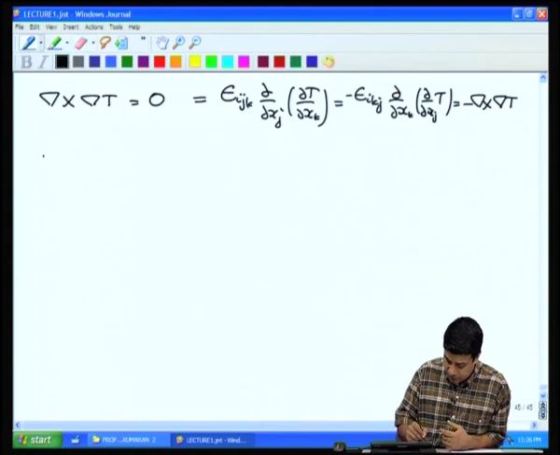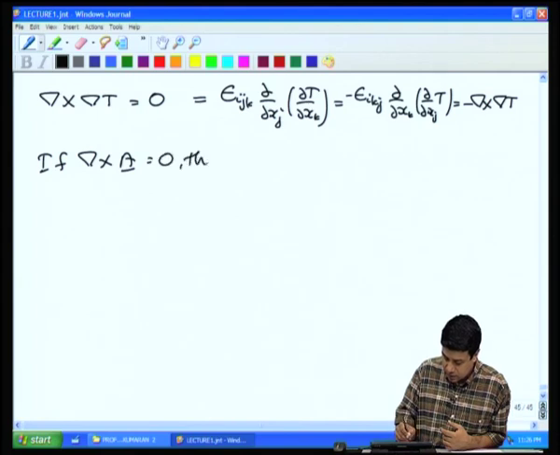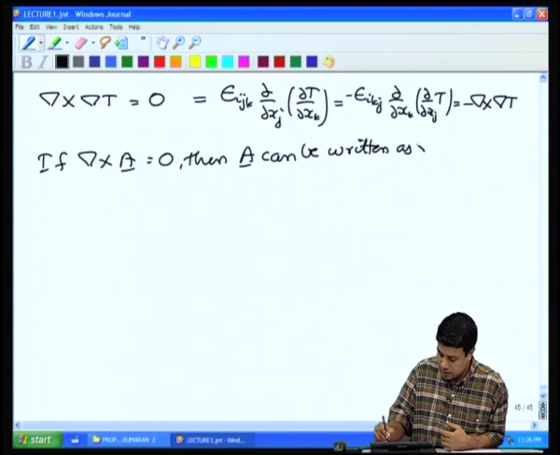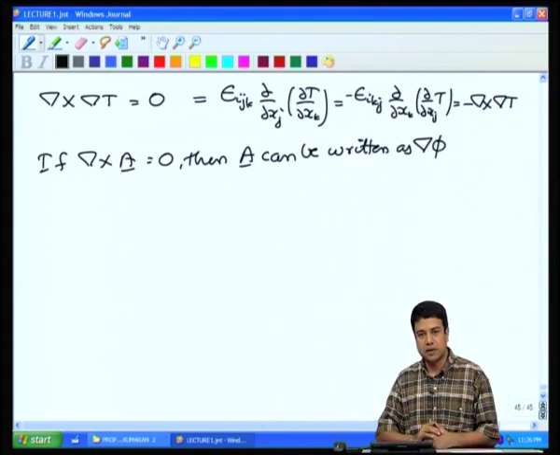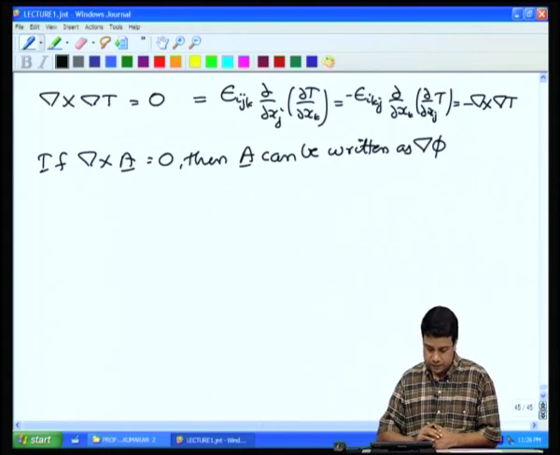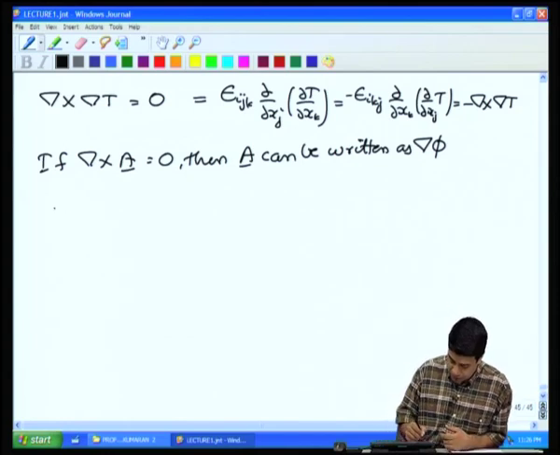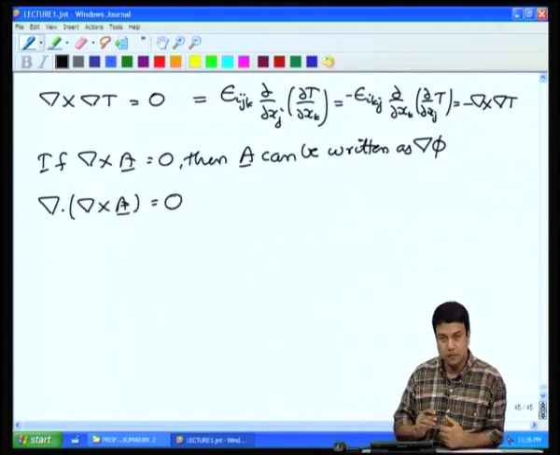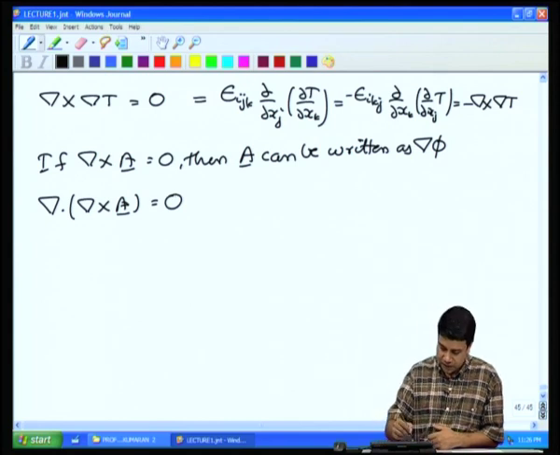If del cross A is equal to 0, that is, if the curl of A is equal to 0, then A can be written as the gradient of some scalar function. The other thing: if A is a vector, then I also have that the divergence of del cross A is equal to 0. As you recall, this is a triple product.